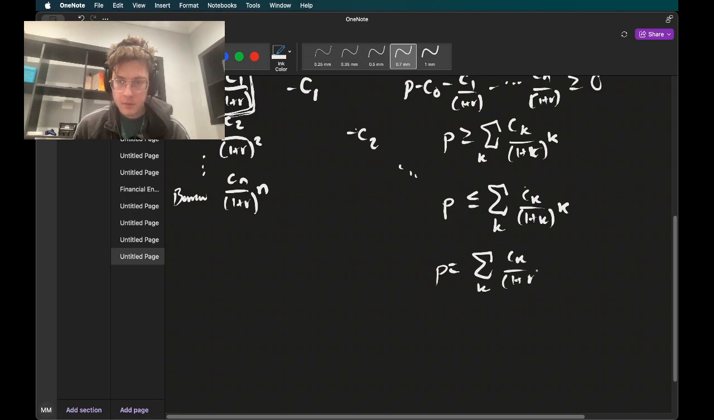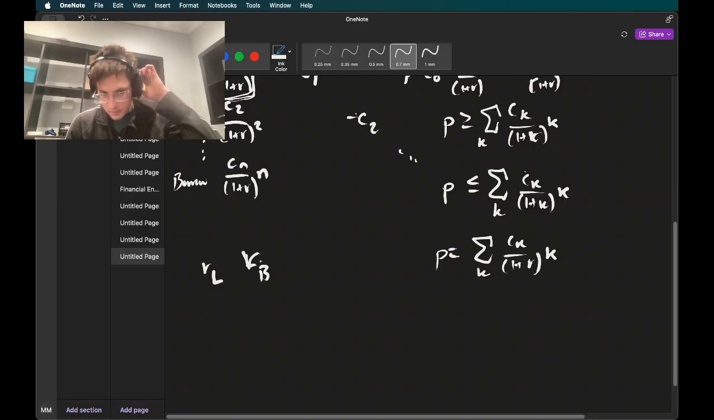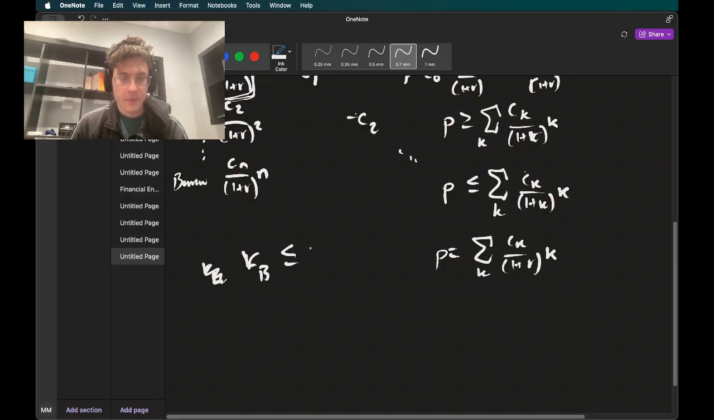Okay, so now we didn't go over this last time, but what if the borrowing and the lending rate are different? So this is RL and then RB. Often in economies, it's actually more expensive to borrow than it is to lend. When you lend money, it's cheaper. So borrowing is more expensive than lending.